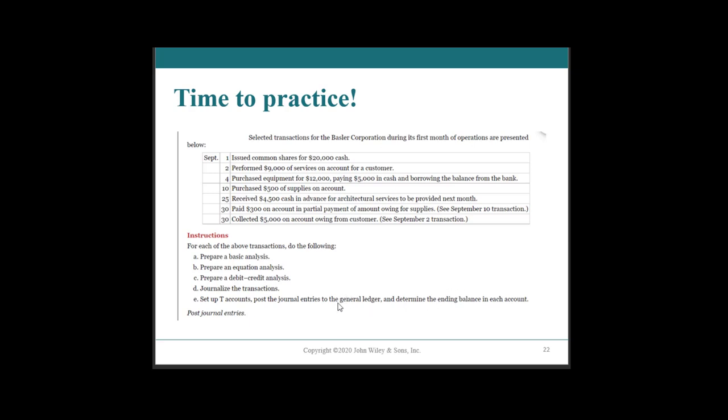When we get back, I'm going to do a walkthrough of the first one with all long form. And then for the subsequent ones, I'm going to skip straight to journalizing the transactions. And if you'd like to dig a little bit deeper, check out the solution down below, because it'll actually walk through each one of these steps.